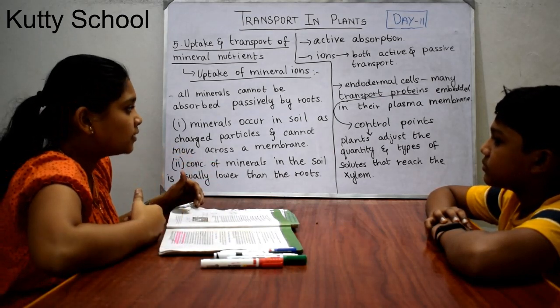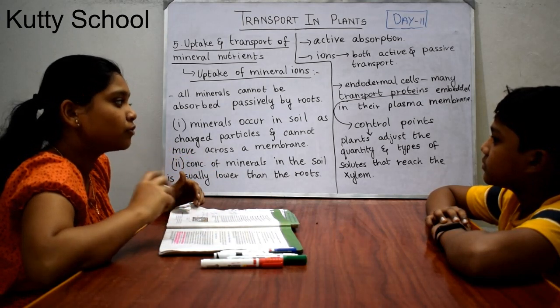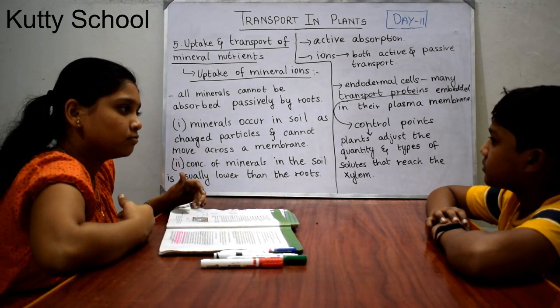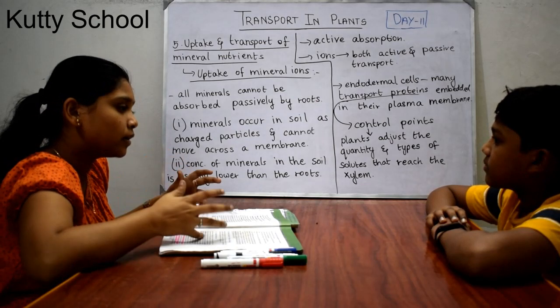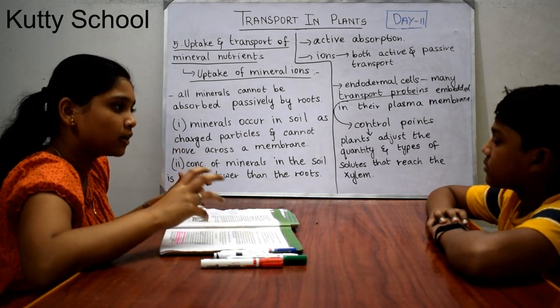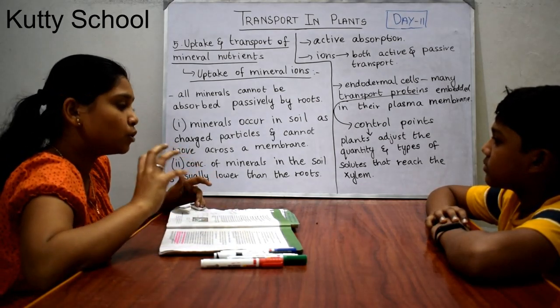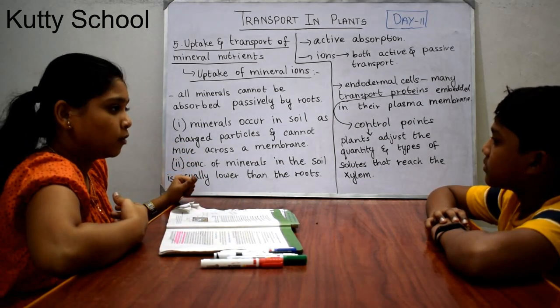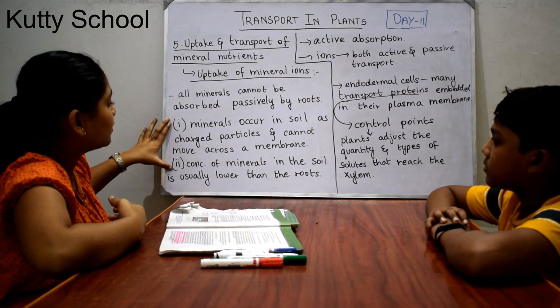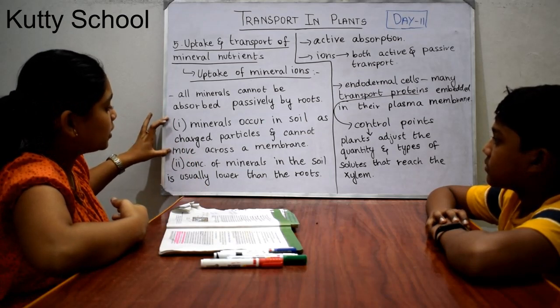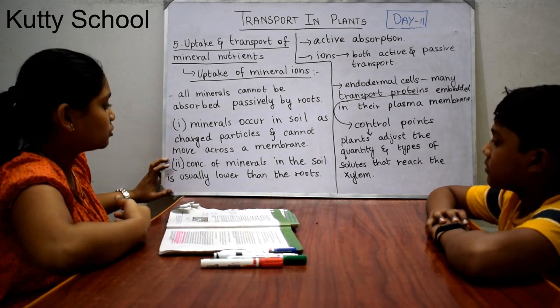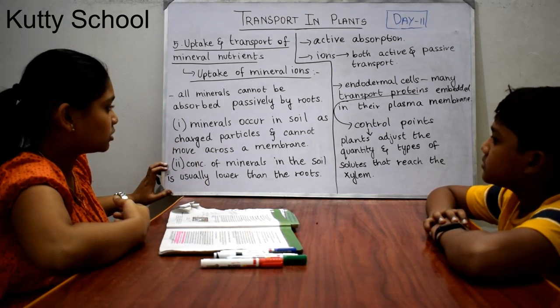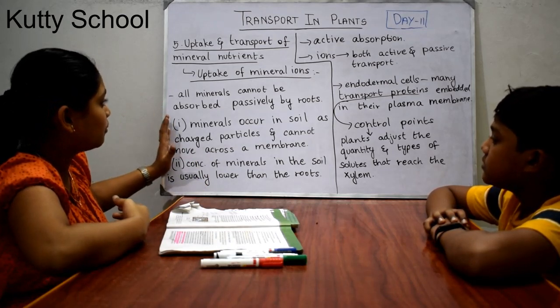So plants adjust the quantity and types of solutes that reach the xylem. They can adjust the quantity, they can adjust which minerals they want, and they can adjust the solutes that reach the xylem. So this is the uptake of mineral ions. These two points are very, very important: minerals are present as charged particles, and the concentration of minerals in the soil is lower than the concentration of minerals present in the roots.